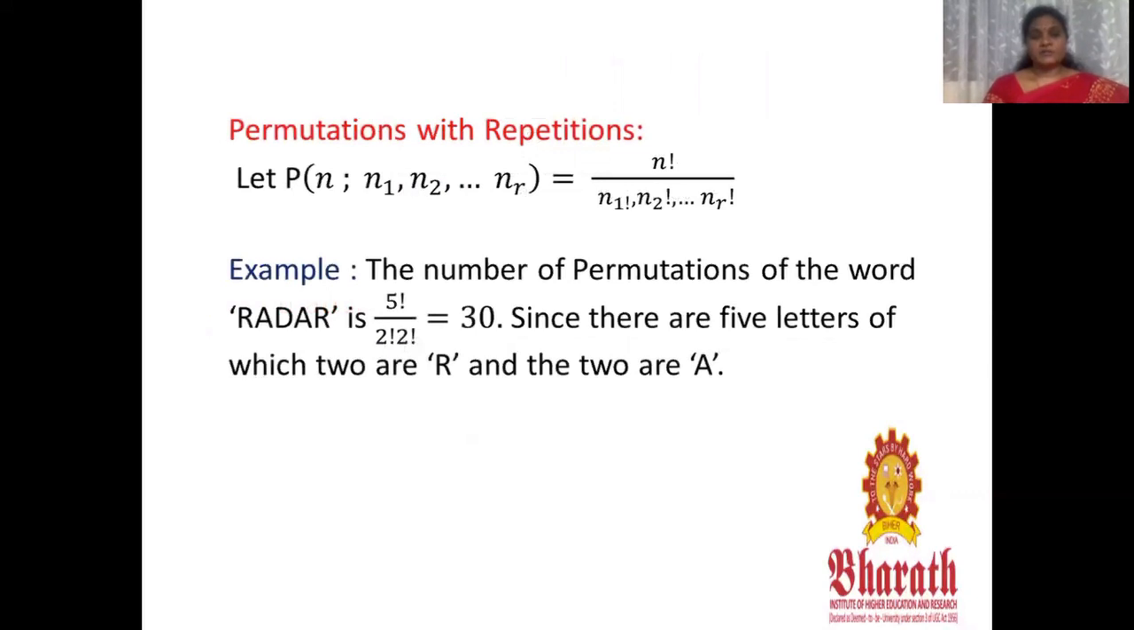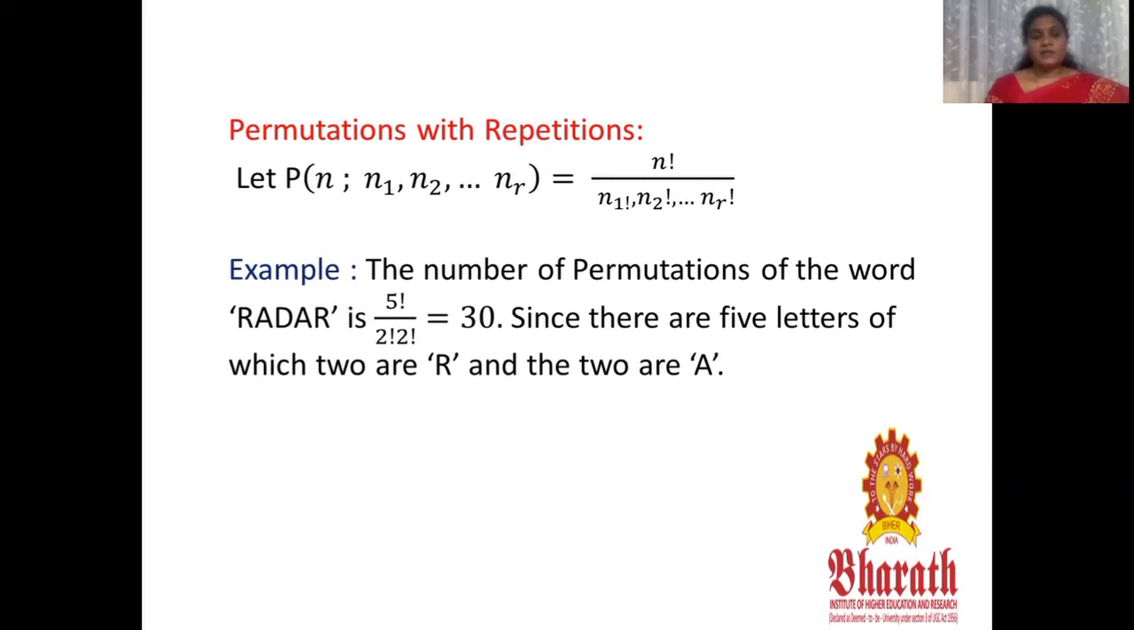Permutations with repetitions. Let P(n; n1, n2, ..., nr) be equal to n factorial divided by n1 factorial, n2 factorial, up to the last term nr factorial. An example: the number of permutations of the word radar is 5 factorial divided by 2 factorial into 2 factorial.